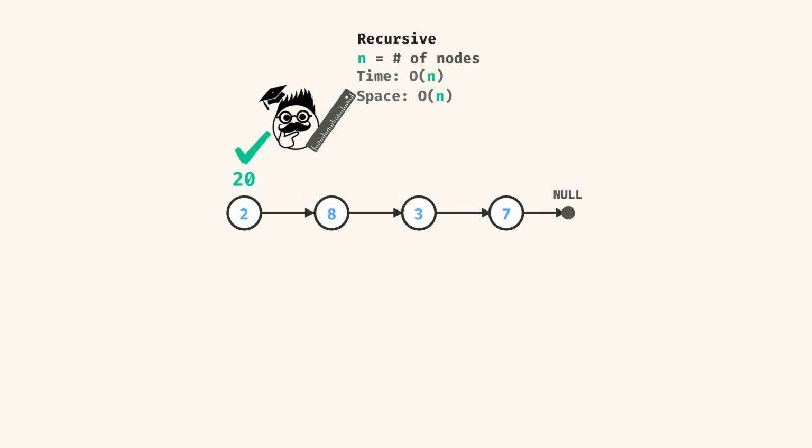Notice that when we bottom out at our base case, we would have roughly like 4 or 5 things on the call stack.